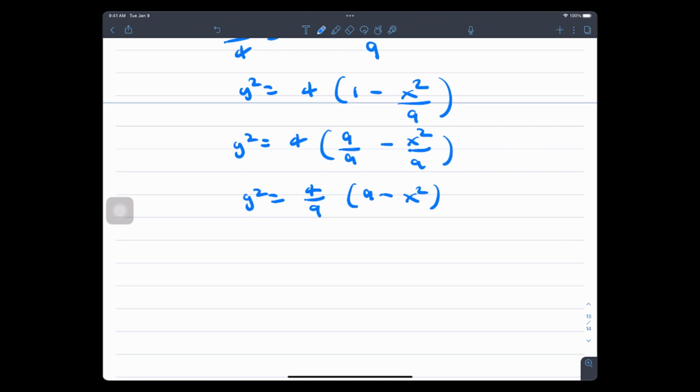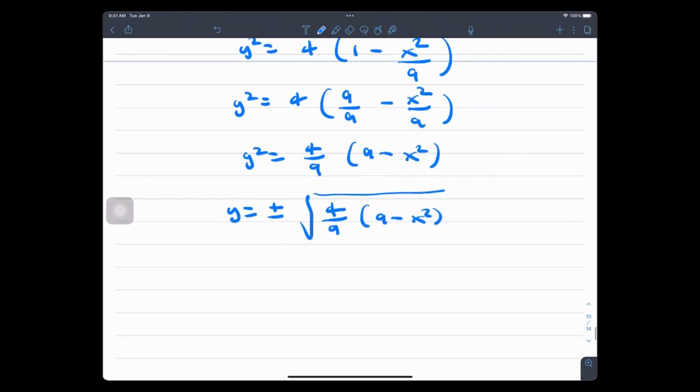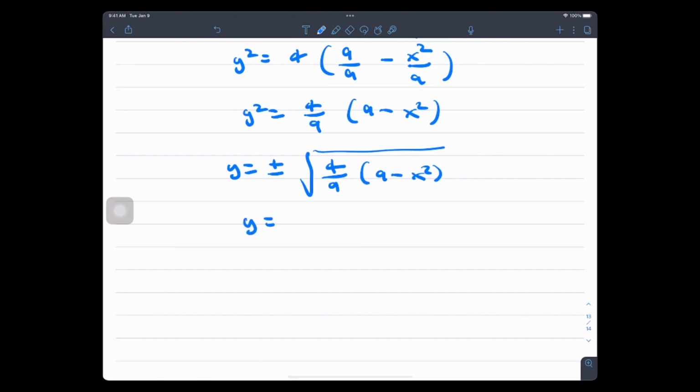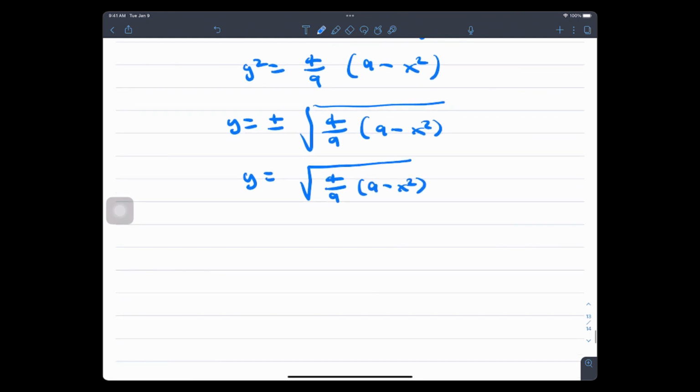Times 9 minus x squared. So what does that mean about y then? Y is going to be plus or minus the square root of 4/9 times 9 minus x squared. Now what did we just get through saying? It's going to be positive. So what's this going to be now for y? This will be 2/3 square root of 9 minus x squared here.